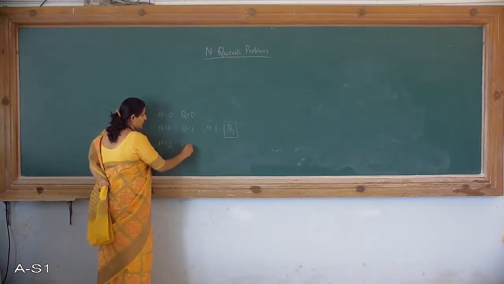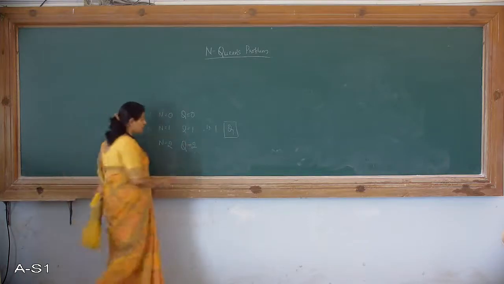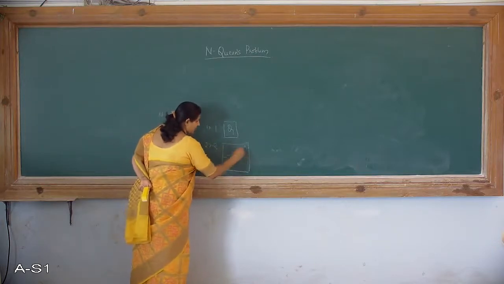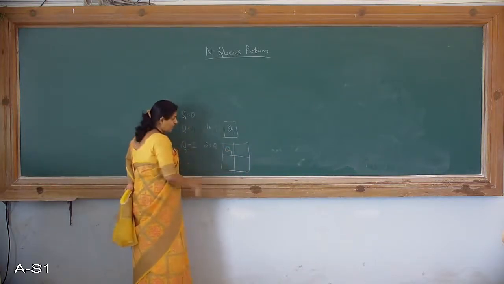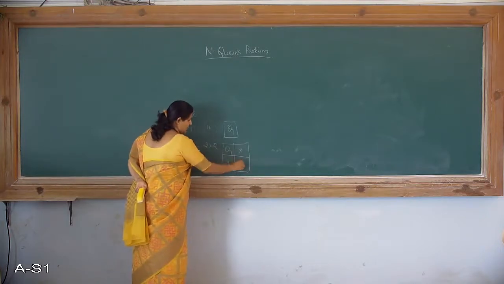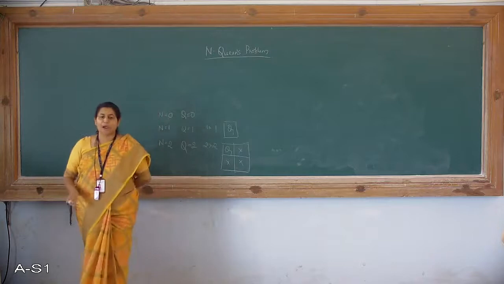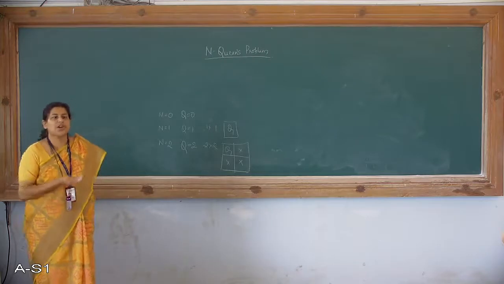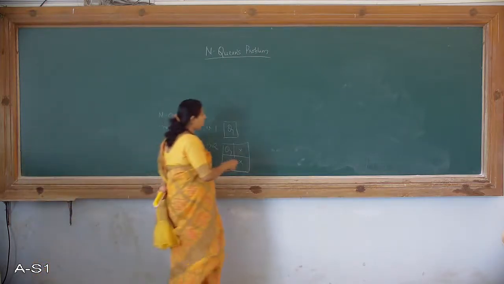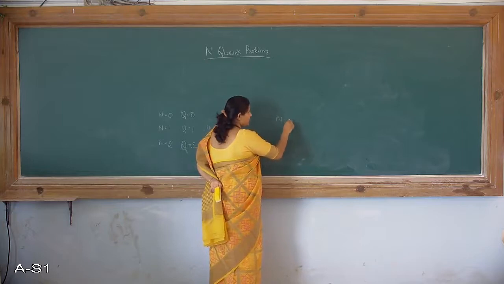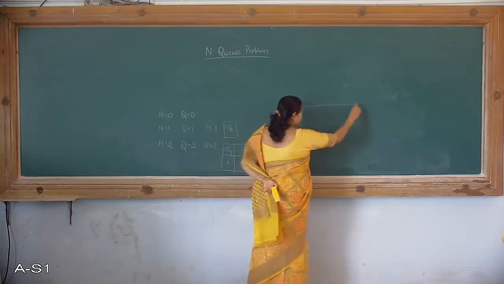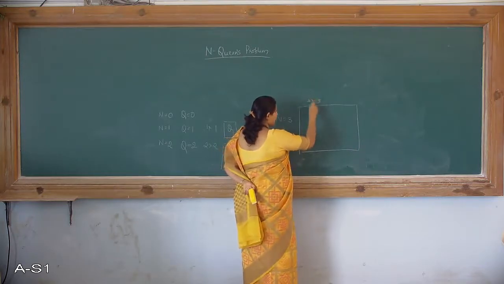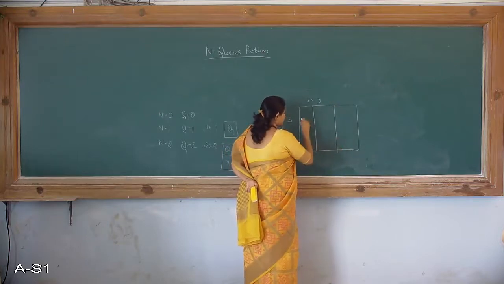It means I have to place 2 queens, so my matrix is 2 cross 2, like this. If I place 1 queen, I cannot place here, I cannot place here, I cannot place here. So the problem has no solution. If n equals 2, you cannot solve this particular problem. Now I will take n equals 3, meaning you have to place 3 queens and the matrix would be 3 cross 3.